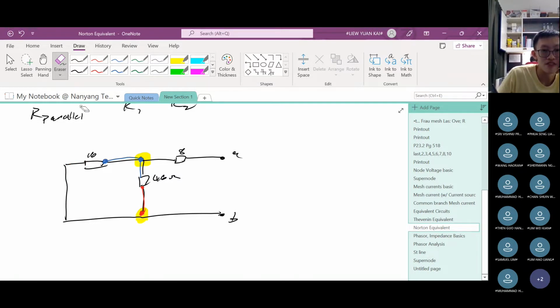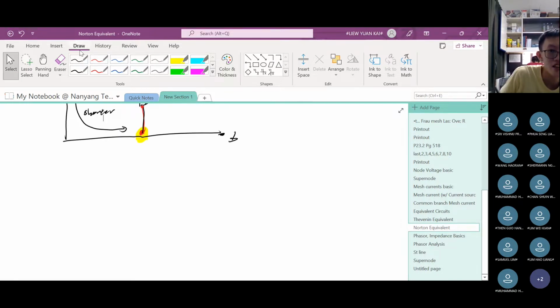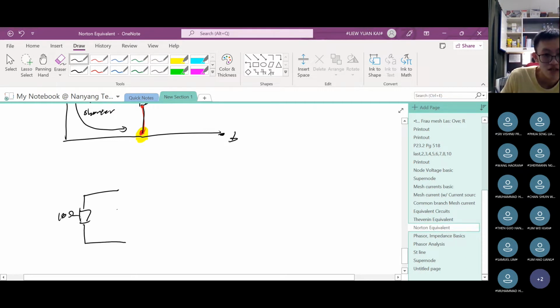If you find this confusing, at least everybody knows that these two are parallel. If you want to reimagine this, I can move this resistor down here. I make this segment of wire longer, this one longer, and this one shorter. Then it becomes more obvious. Let me redraw it. It looks like this. This is 10 ohms, and this is 40.